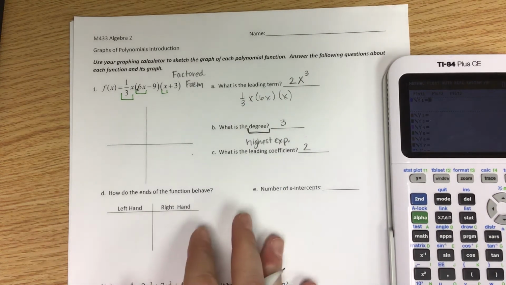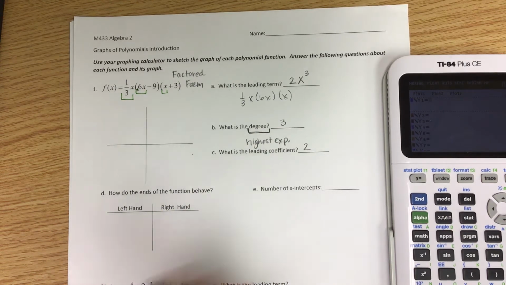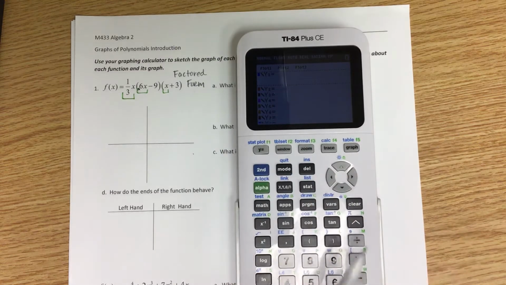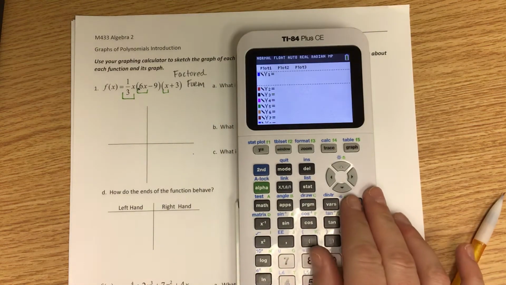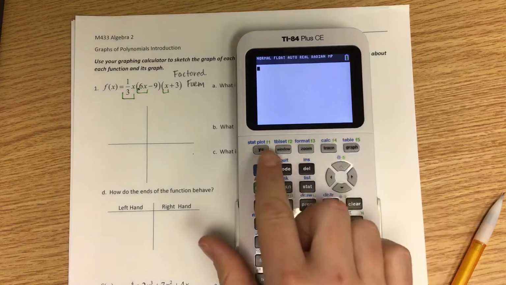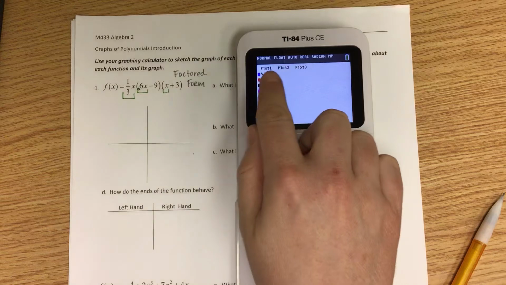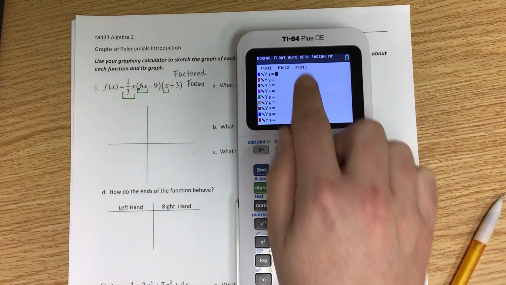Now, all of this I can find without graphing this function. But in order for me to find how the ends of the function behave and the number of x-intercepts, I want you to graph this in your calculator. Just a quick reminder, go into your y equals. Make sure none of your plots are on. You do not want those highlighted.